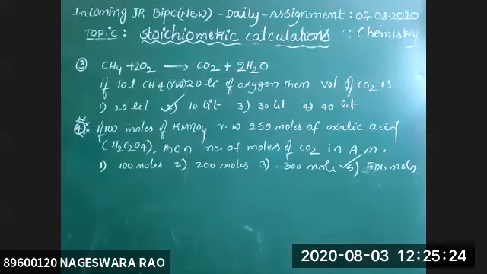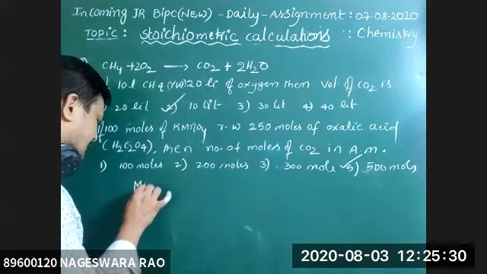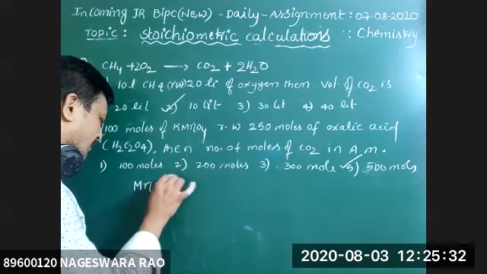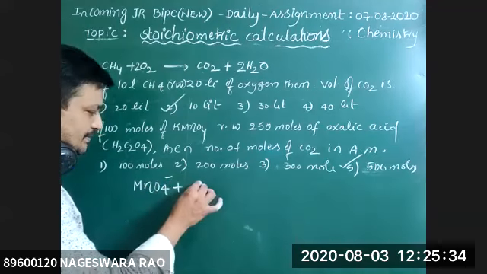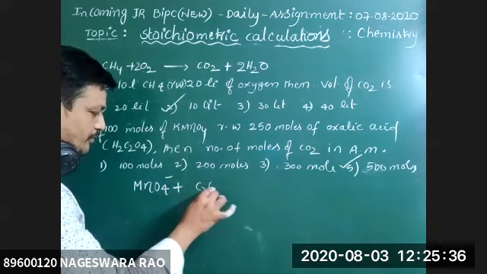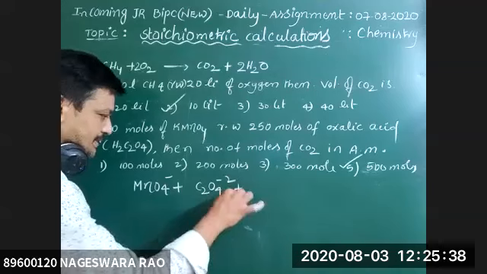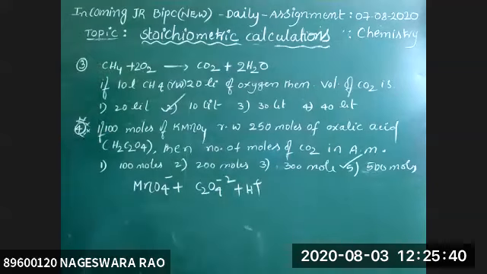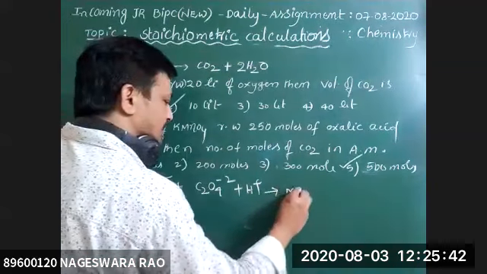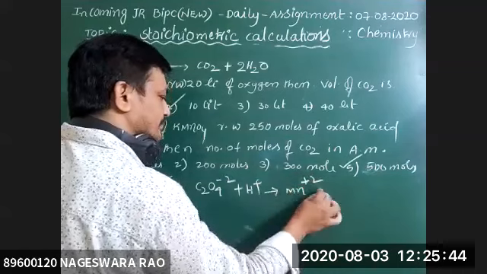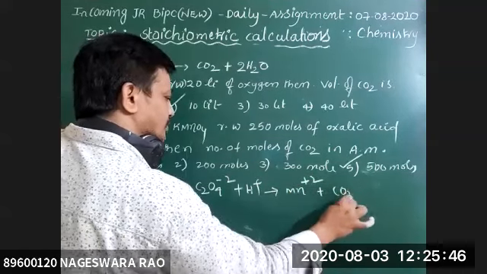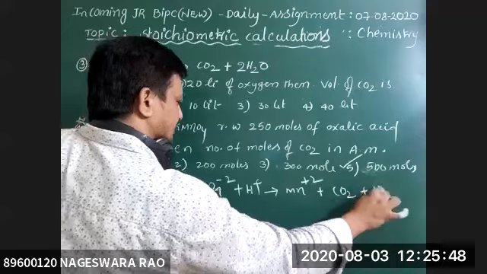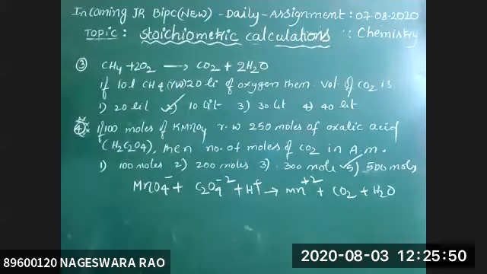Okay, students, first what is the equation? How to identify it? MnO4 minus plus C2O4 2 minus, in acidic medium, H plus gives rise to Mn 2 plus, CO2 plus water. So here hydrogens go in the form of water.